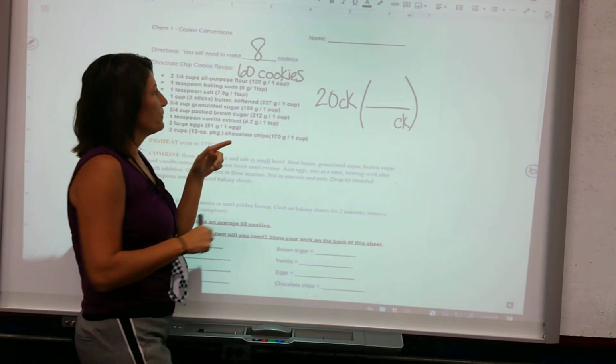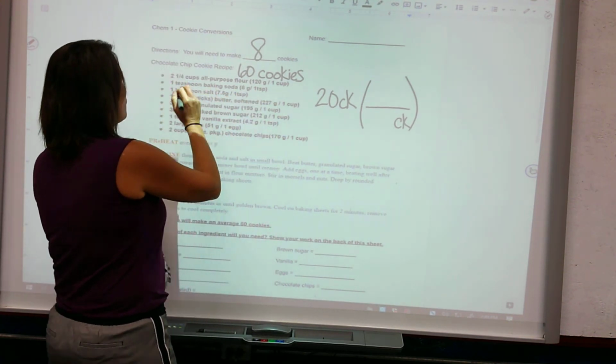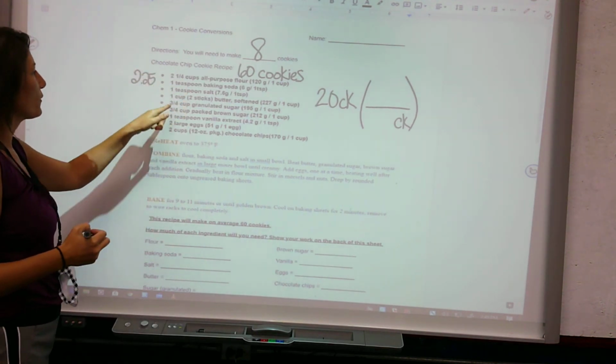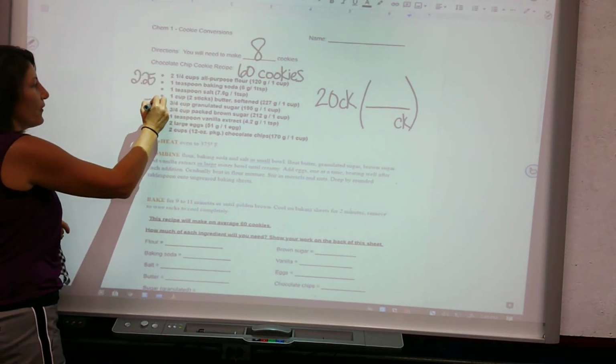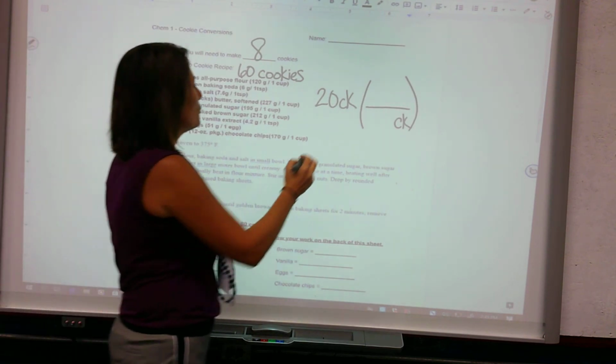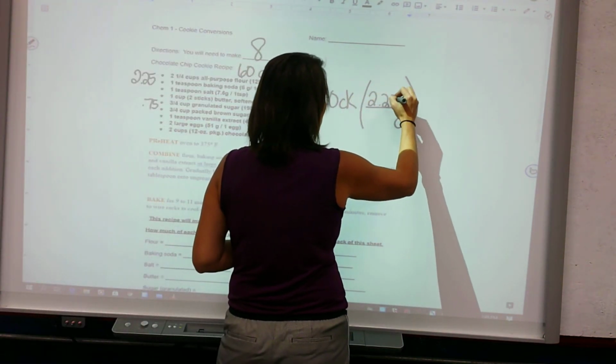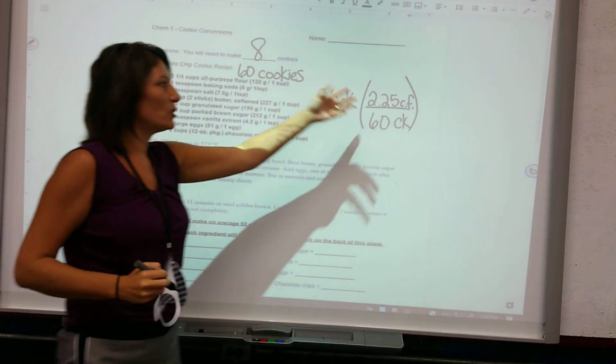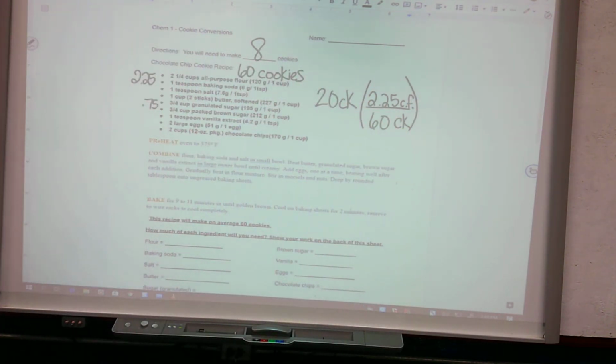So cookies, and I know that I have 2 points, that is 2.25. Don't use any like 1/4. If it's 3/4, use 0.75. I'm going to use 2.25 cups of flour in 60 cookies. That's how much it takes to make 60 cookies.